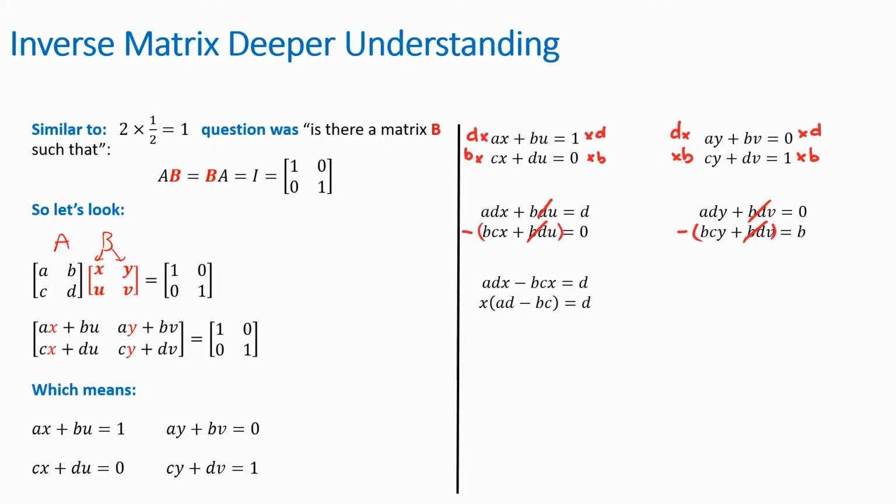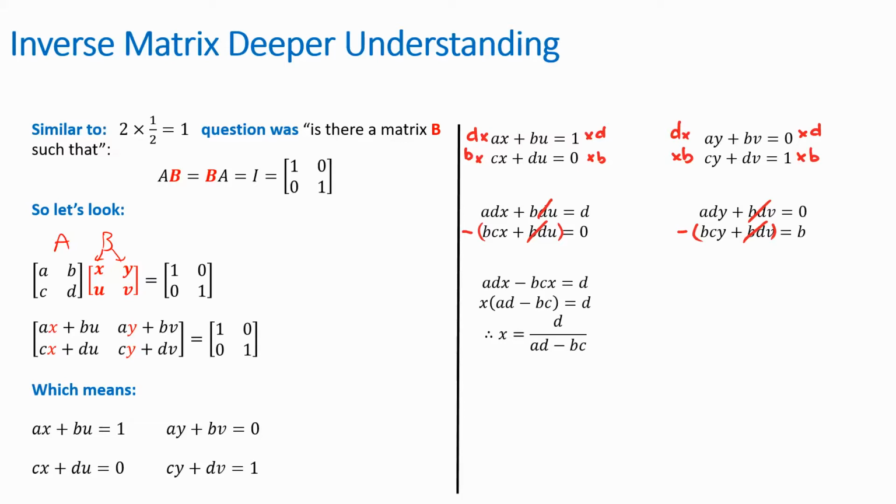If I took it out, I've got AD minus BC, and if you want to solve for X, divide both sides by AD minus BC. This is where your AD minus BC was coming from in your formula. And I just found out X. That means I just found out this entry here. That's D over AD minus BC.